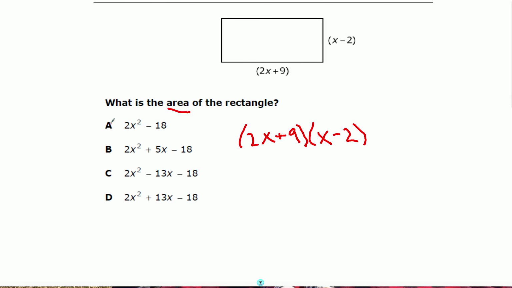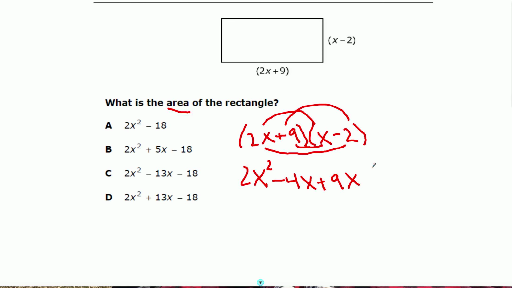So when I multiply those, I would get 2x squared and then I would get here minus 4x plus 9x minus 18. When I combine my like terms in the middle here, that gives me a 5x. So I get 2x squared plus 5x minus 18.